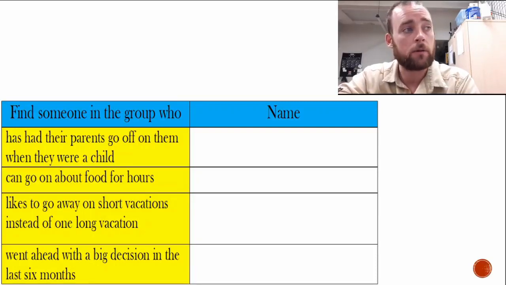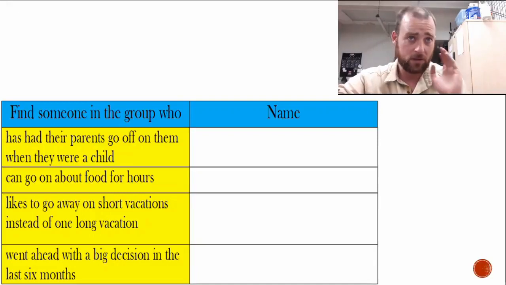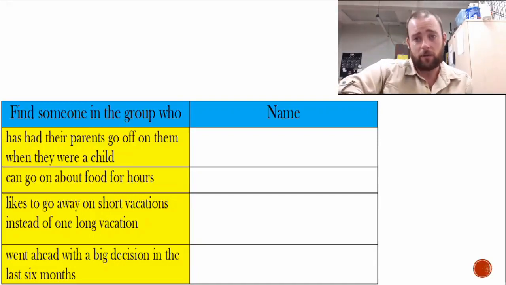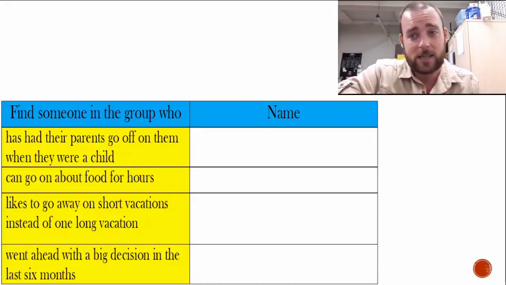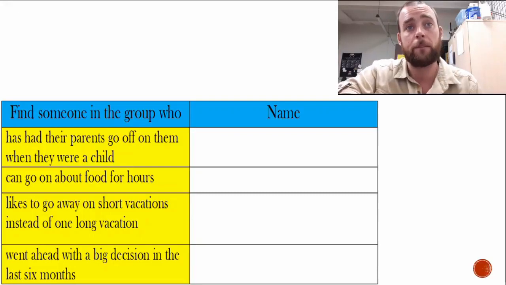So, I would love for you to have a conversation either with people in this group or just in general. Walk down the street and find someone whose name you can write there. Do you know anybody who went ahead with a big decision in the last 6 months? What was the decision? Tell me more information about it, please.